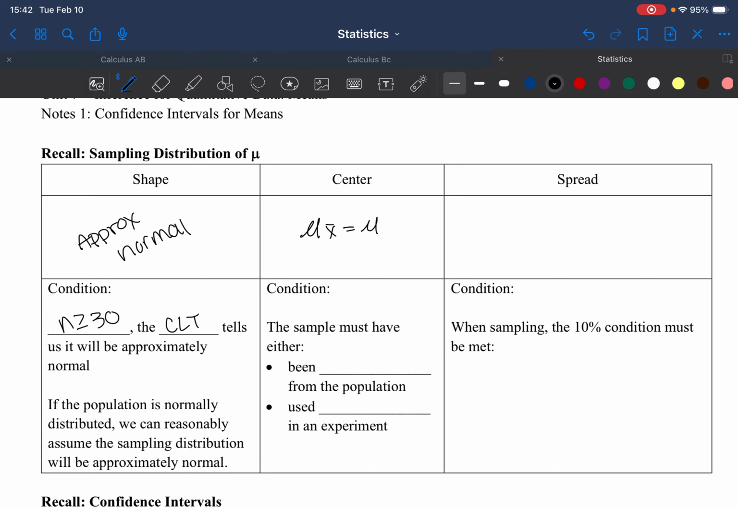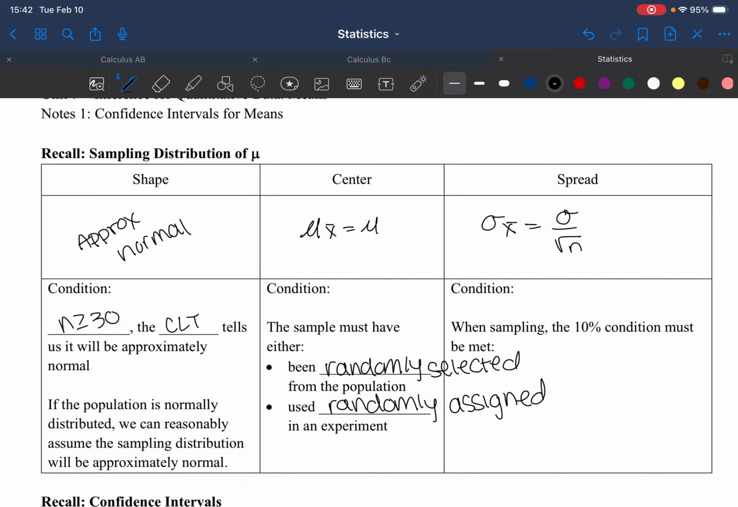So checking our conditions, first random. Okay, this was a random sample, so we're good. Okay, independent, we check the 10% condition. So 4 is less than or equal to 10% of all tomatoes. Again, safe assumption. And then for normal, we use central limit theorem.